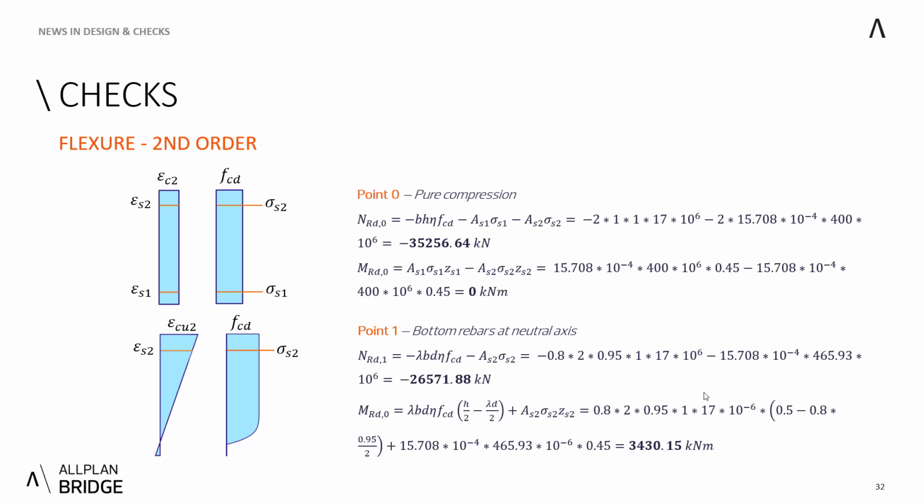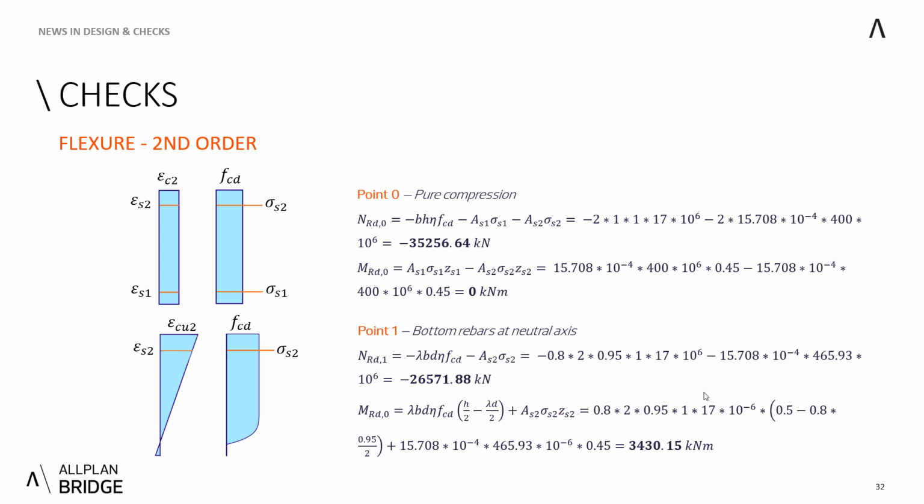which is a pure compression, where, as you can see, the strain in the concrete is epsilon C2, not Cu2, but C2, which is 2 per mille, and it's resulting together with the same strain in the rebars to these minus 35,256 kilonewtons of the resistance in the axial force. And as one might know, then the moments coming from the lever arm of both rebars are making it a 0 resistance for a moment.